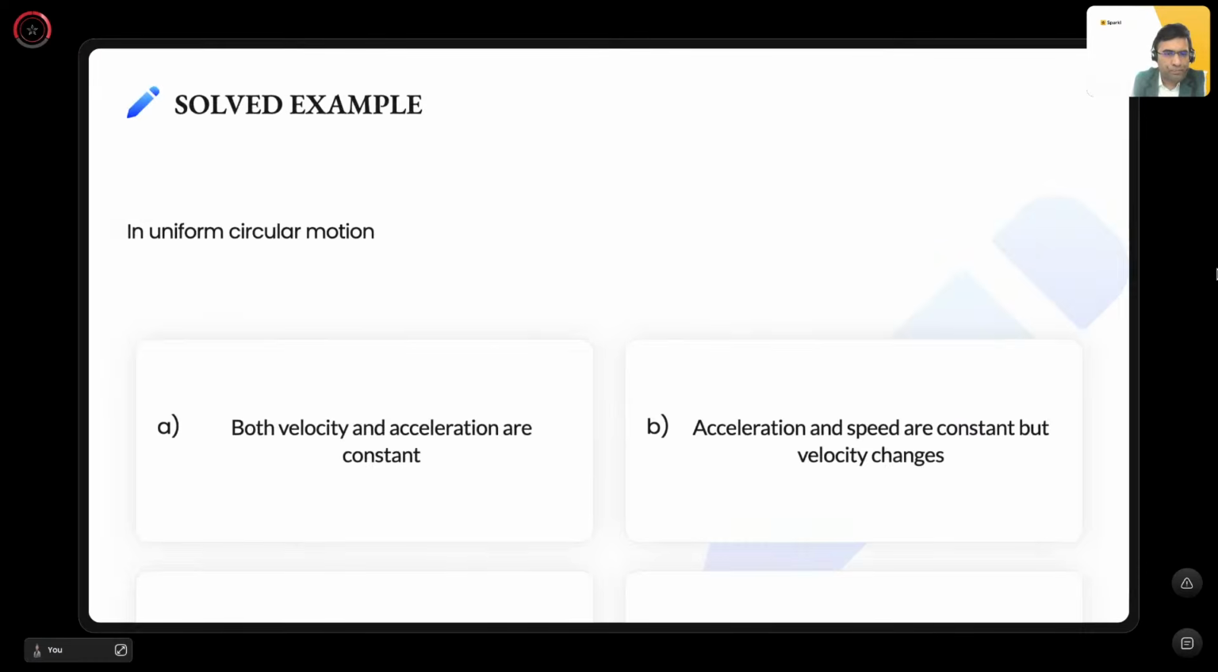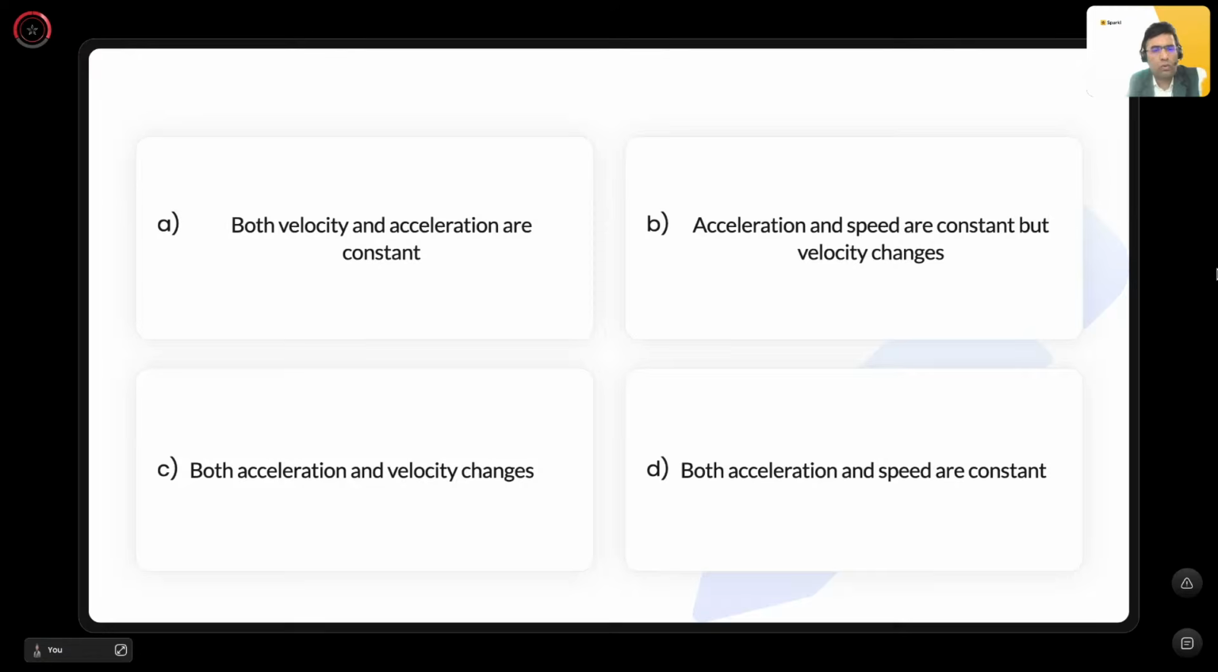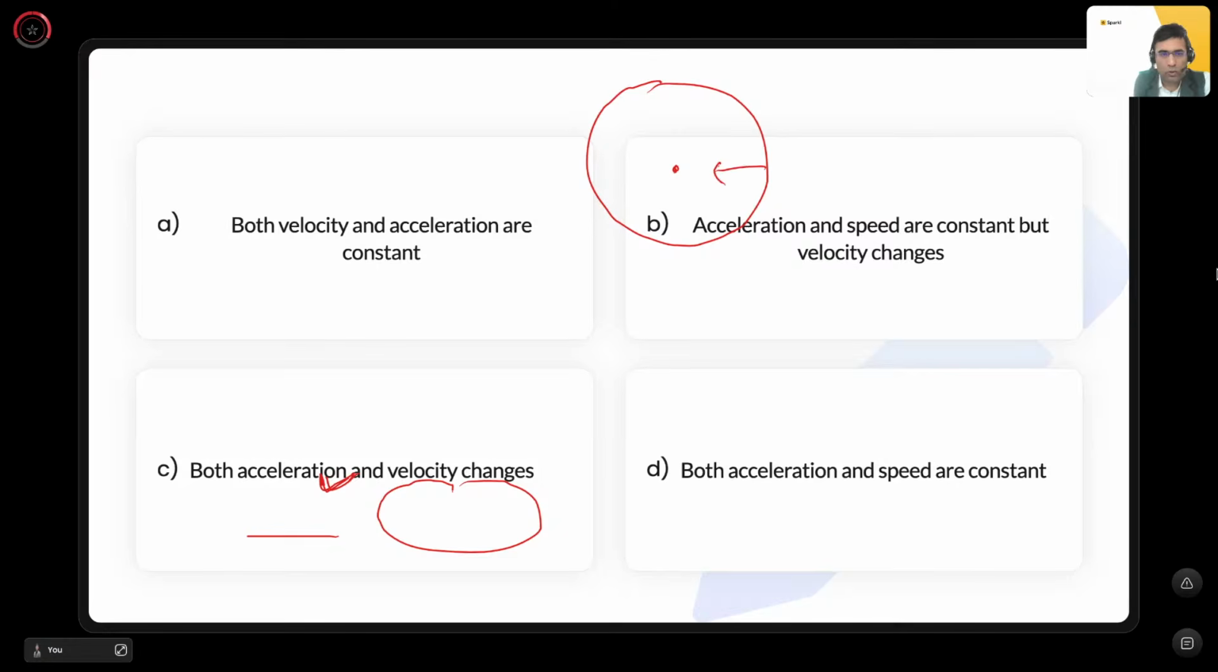Next question. In a uniform circular motion, both velocity and acceleration are constant. Acceleration and speed are constant, but velocity changes. Both acceleration and velocity changes. देखिए इसमें कंफ्यूजन होता है. वेलोसिटी भी चेंज होगी, दो देयर एंड एक्सेलरेशन भी चेंज होगा, दो देयर मैग्नीट्यूड्स विल रिमेन सेम. ये चेंज हो रहा है ड्यू टू चेंजिंग डायरेक्शन. ठीक है, जब भी ऑब्जेक्ट सर्कल में मूव करेगा तो यूनिफॉर्म सर्कुलर मोशन में एक्सेलरेशन विल बी टुवर्ड्स द सेंटर एंड वेलोसिटी विल बी टेंजेंशियल.